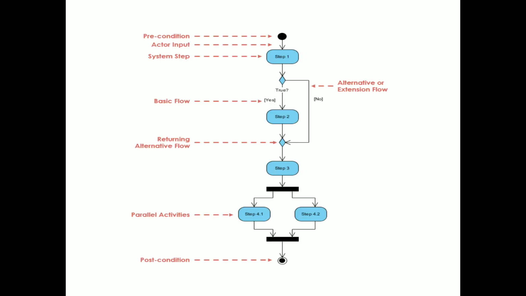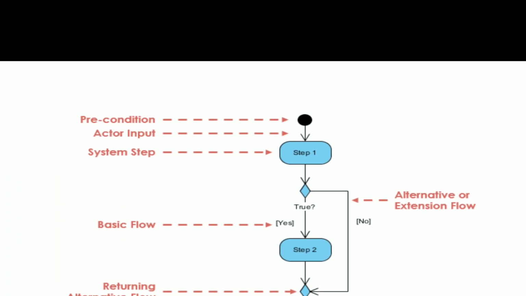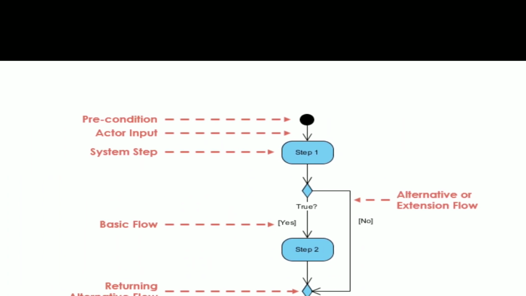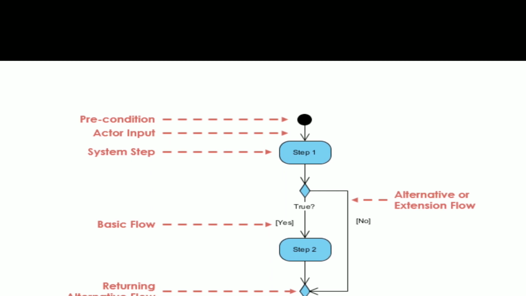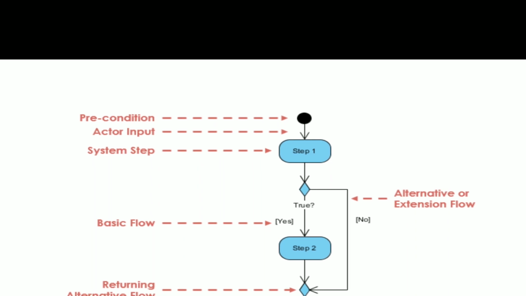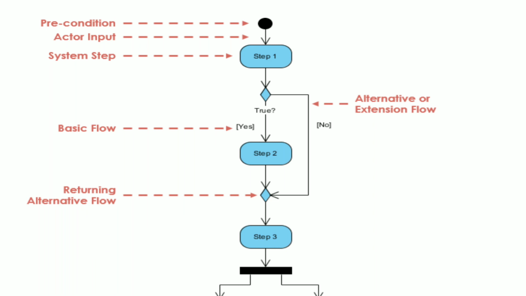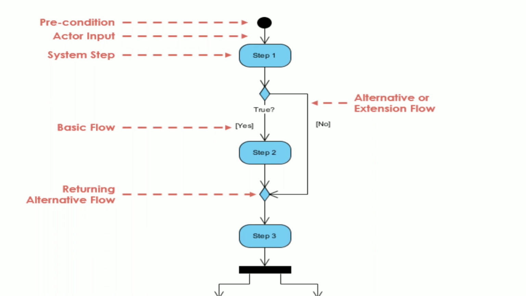Now see, this is the diagram for activity. You can see here, initially here is the start. You can see here the start, it is a precondition. Then control flow by arrow, it is called as action input. Then actual activity in step 1, this is the system step. And next here you can see the alternative or extension flow, it is also called as loop.